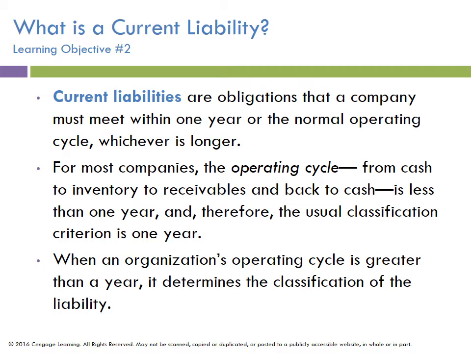Now, on our balance sheet, we categorize between current and long-term liabilities. Current are obligations that a company must meet within a year or normal operating cycle. For most companies, the operating cycle from cash to inventory to receivables and back to cash is less than 1 year, and therefore the usual classification criterion is 1 year.